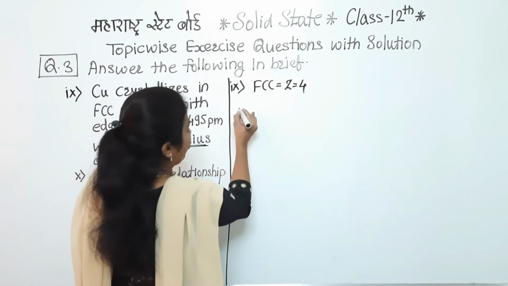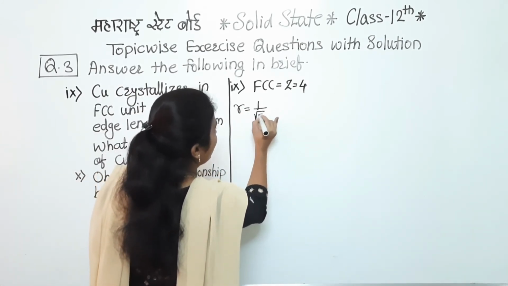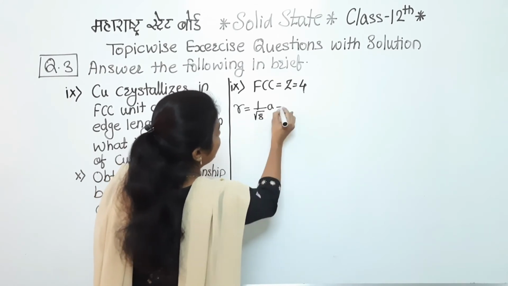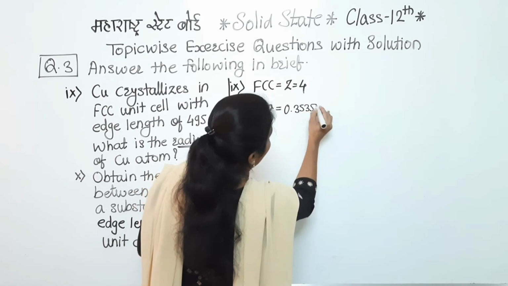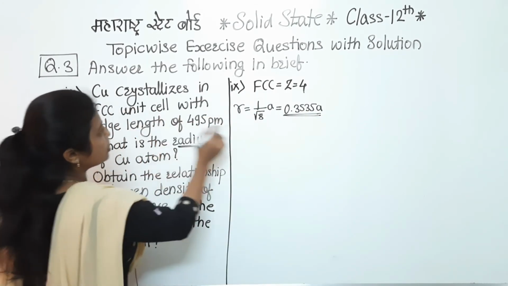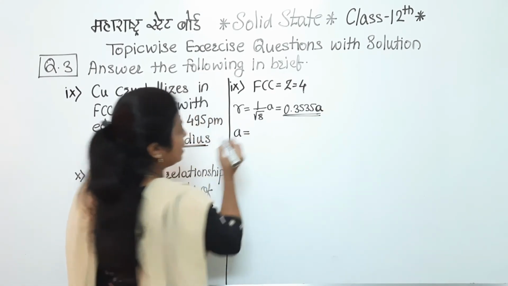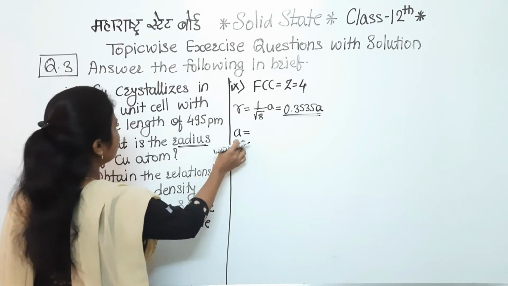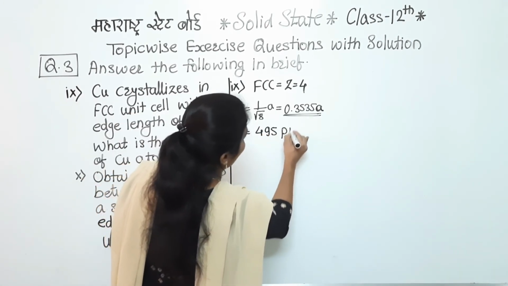So we should know the formula. What is the formula of the radius? Radius is equal to 1 by root 8 into a, that is nothing but 0.3535 a. So this formula we have to use. What is the edge length? Here in that formula a is required, and as we know that a is the edge length. What is that edge length? Edge length is 495 picometer.